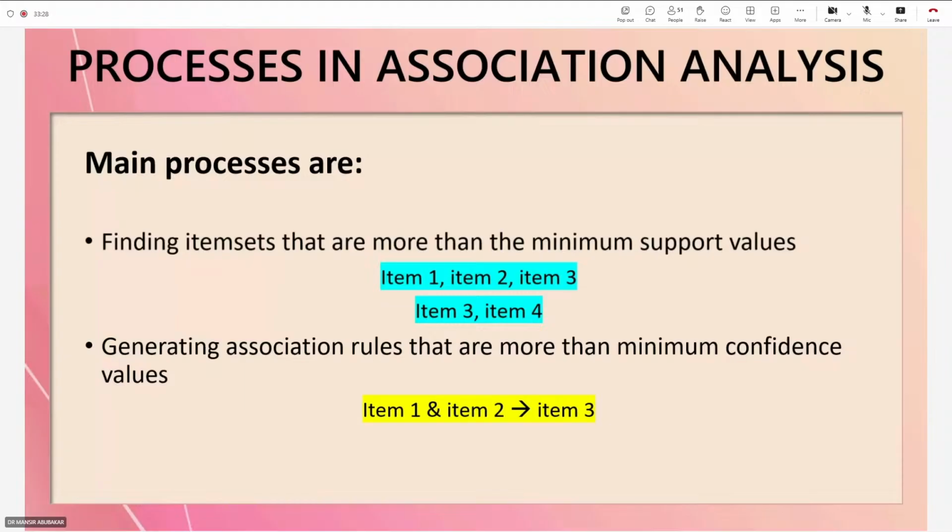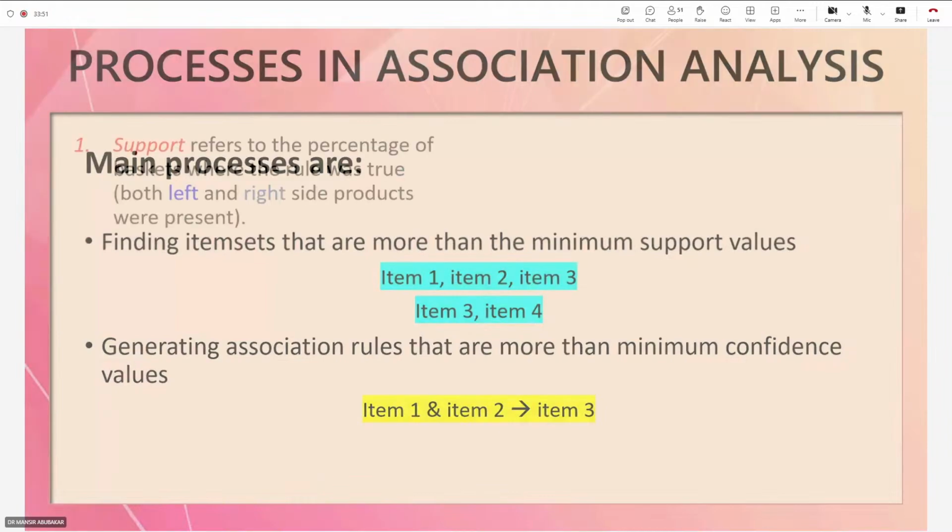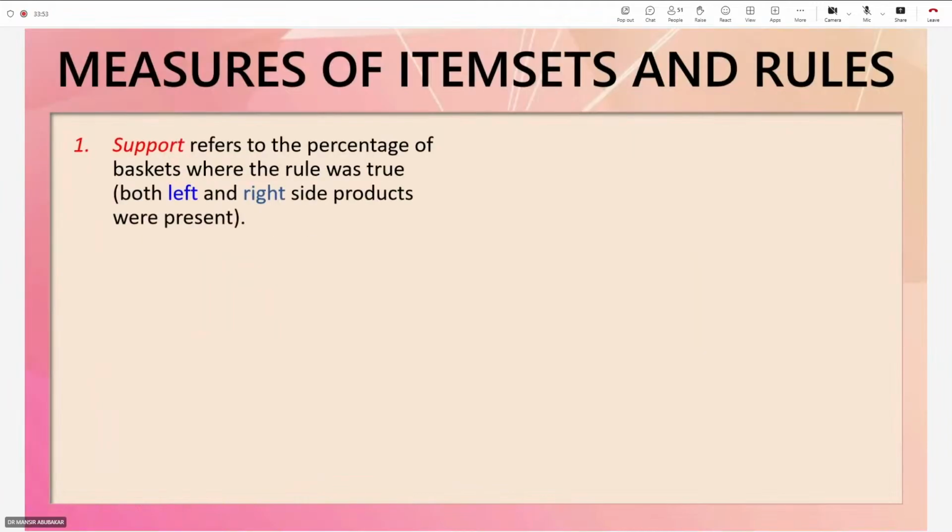So the association rule is always trying to see if there is a minimum confidence that these items are being bought at the same time. That is the confidence level. It's just a probability that if item 1 and 2 are bought, then item 3 is also going to be bought. So we'll see how we can calculate all this support and confidence.